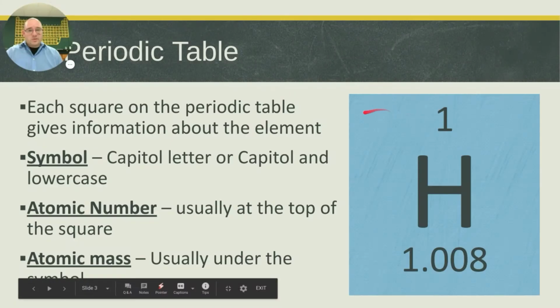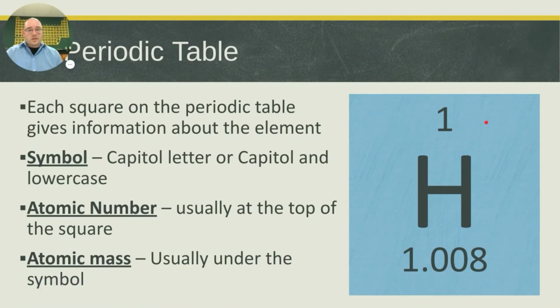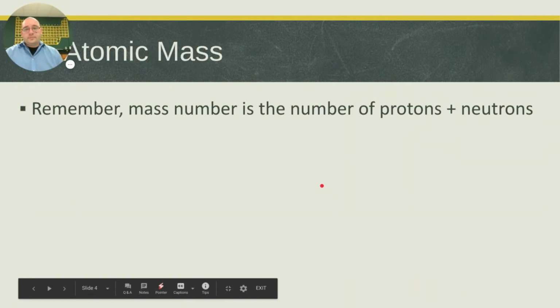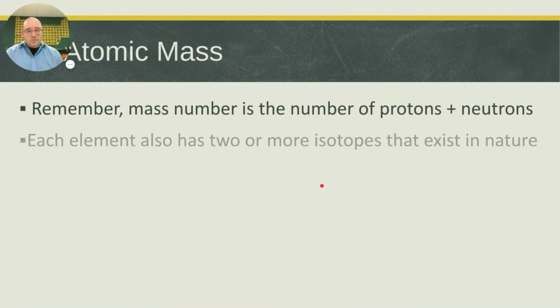Now, the atomic number is sometimes in the left corner, sometimes in the right corner, sometimes right in the middle. It's usually at the top in most published periodic tables I've seen. But the one that has the decimals, that's our atomic mass. Notice I said atomic mass and not mass number. Mass number is the sum of the protons plus the neutrons. Atomic mass is this number on the periodic table. So mass number, number of protons plus neutrons.